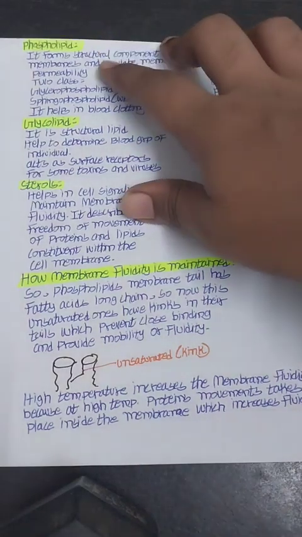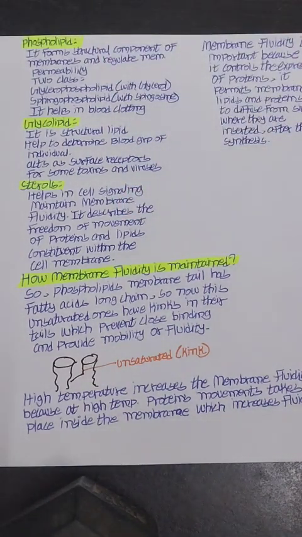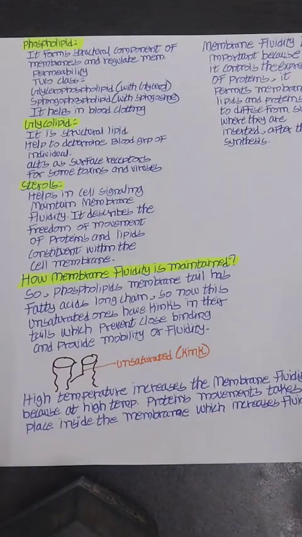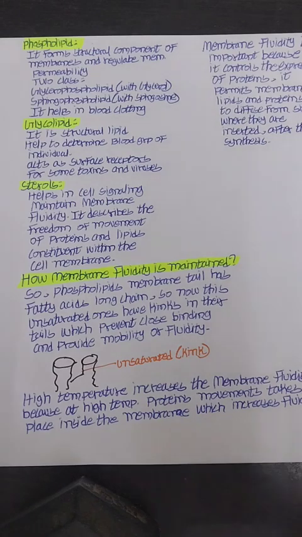First is phospholipid. Phospholipid forms the structural component of the membranes and regulates membrane permeability. It makes the membrane permeable. We can see the plasma membrane is semi-permeable, and it is due to the phospholipids. There are two classes: glycerophospholipids and sphingophospholipids. Glycerophospholipids consist of glycerol attached with phospholipid, and sphingophospholipids consist of sphingosine attached with phospholipid. It also helps in blood clotting.